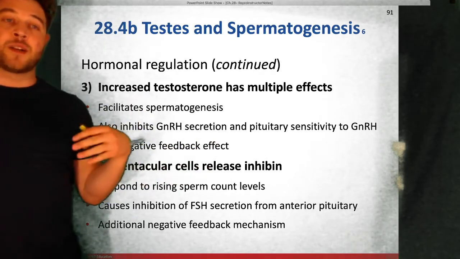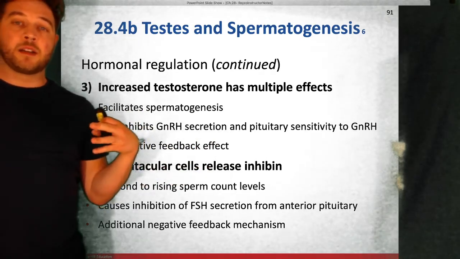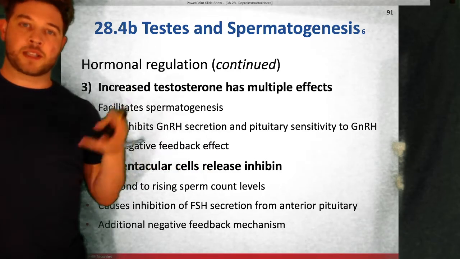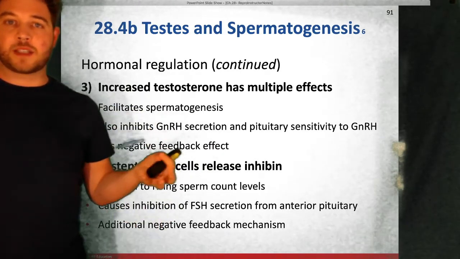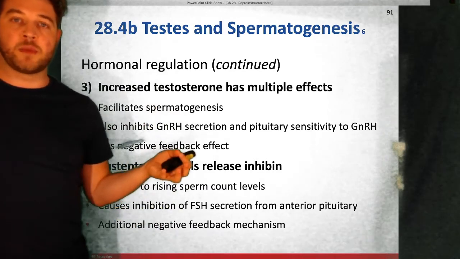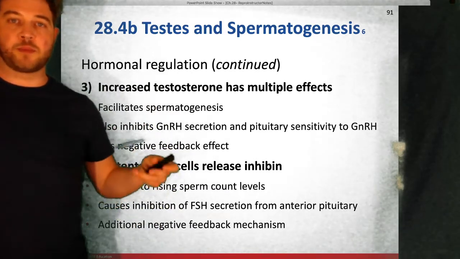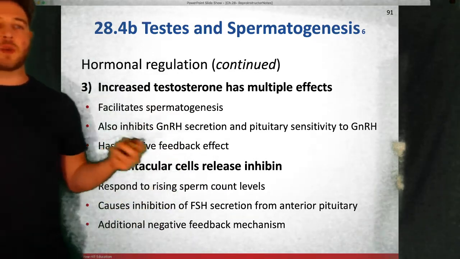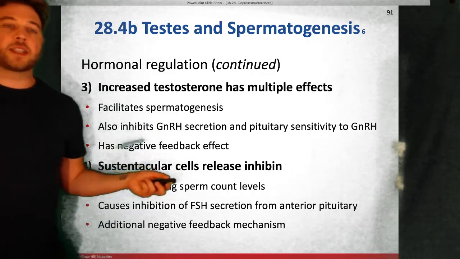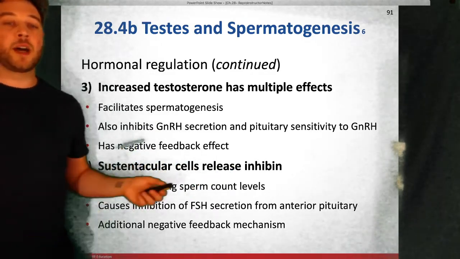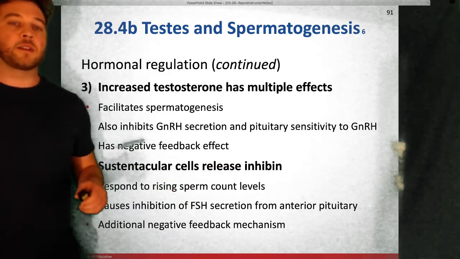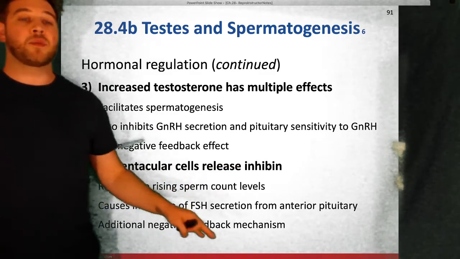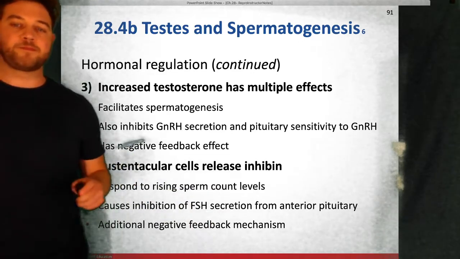Again, just making sure that sperm count doesn't get too high, because the more testosterone you have, the more sperm development you have. And the body doesn't want to waste sperm. I mean, even though it can make 100 million a day, it doesn't want to have to make more than it needs to. That could potentially be wasted. Those sustentacular cells will also release inhibin, responding to sperm counts, causing inhibition of FSH from the anterior pituitary, and provides an additional negative feedback mechanism.